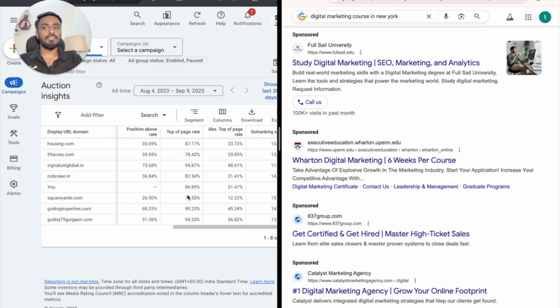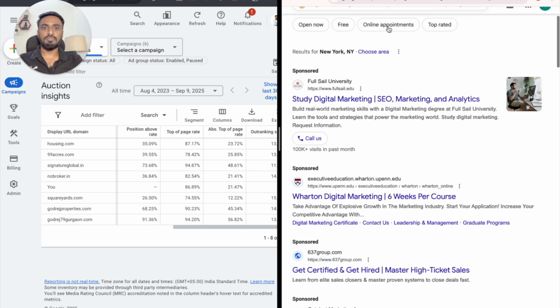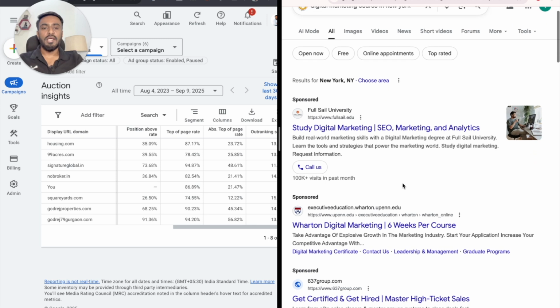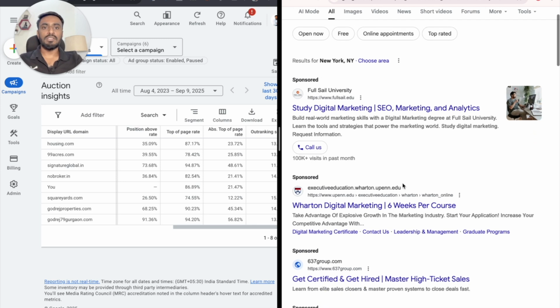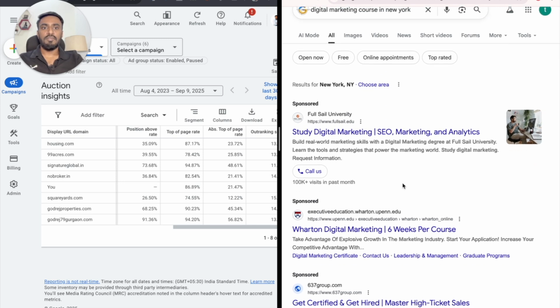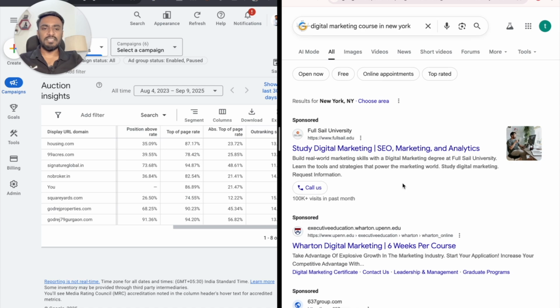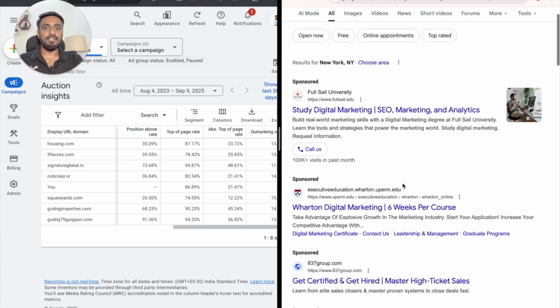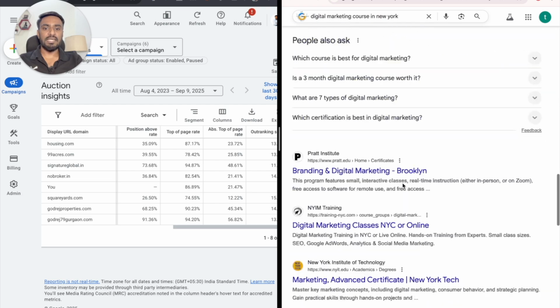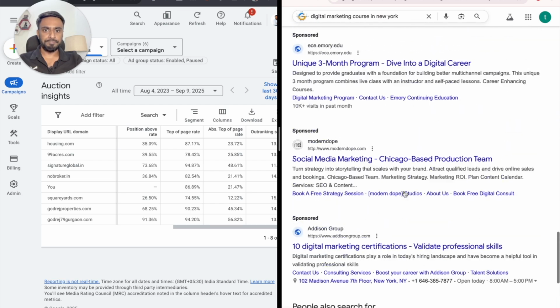Let's move towards top of the page rate. Now, what is top of the page rate and absolute top of the page rate? As you can see over here in this window, whenever I search for anything, like digital marketing course, you will always see the Google search page. You will always see that the Google search page will show 4 ads at the top of the page and 4 ads at the bottom of the page.